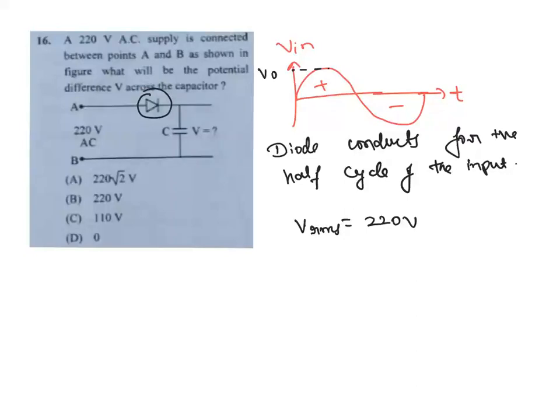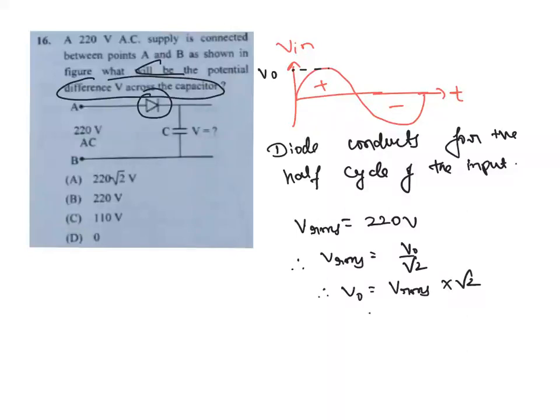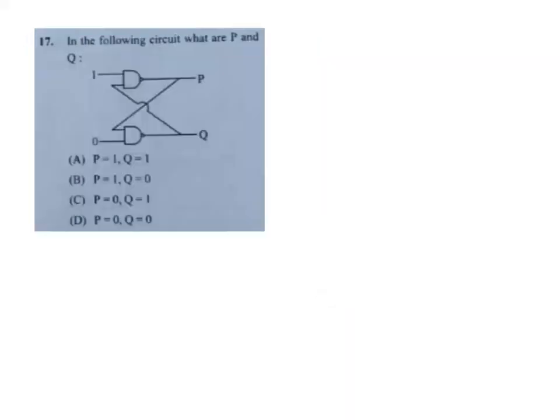So therefore what we can conclude here is the maximum voltage. What will be the potential difference V across the capacitor? So in that sense, Vrms must be equal to V naught divided by root 2. So that's the reason the maximum voltage V naught must be equal to Vrms into root 2. So it is 220 into root 2 volt. So that's the reason why option A is the right answer for this question.